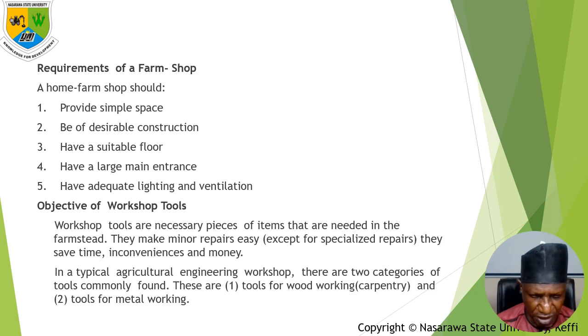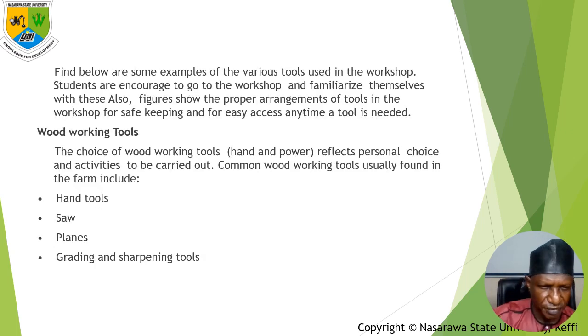In a typical agricultural engineering workshop, there are 2 categories of tools commonly found: number 1, tools for woodworking or carpentry, and number 2, tools for metal working. Find below are some examples of the various tools in the workshop. Students are encouraged to go to the workshop and familiarize themselves with this. Also, figures show the proper arrangement of tools in the workshop for safekeeping and for easy access anytime a tool is needed.